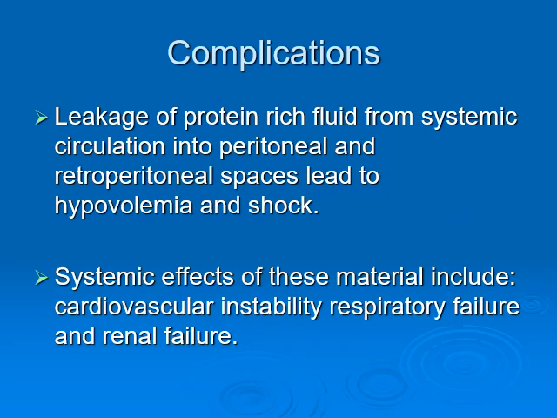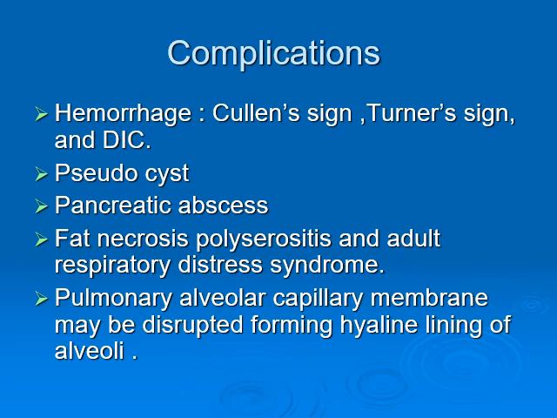Complication: leakage of protein-rich fluid from the systemic circulation into the peritoneal and retroperitoneal space leads to hypovolemia and shock. Systemic effects of this material include cardiovascular instability, respiratory failure, and renal failure. Hemorrhage is usually characterized by the presence of Cullen sign or Turner sign. Cullen sign means pigmentation around the umbilicus, while Turner sign means pigmentation in the flanks, as a result of hemoproteinemia in such cases, and disseminated intravascular coagulation due to release of cytokines.